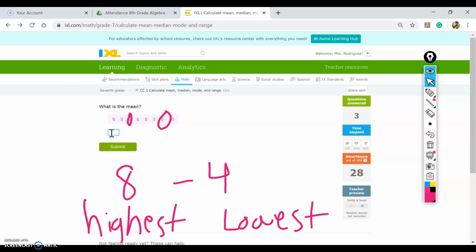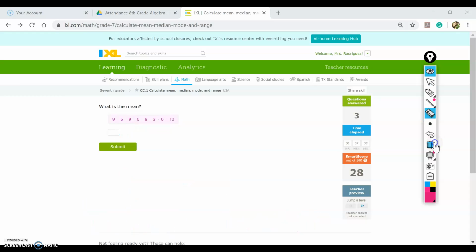Ooh, this one. Okay, so now we need to find the mean. The mean is like the average. The average is when I add all of the numbers. So I'm going to use my calculator and add all of the numbers. Okay, let me add them. So 9 plus 5 plus 9 plus 6 plus 8 plus 3 plus 6 and plus 10. Let me just double check. Okay, and I got 56.